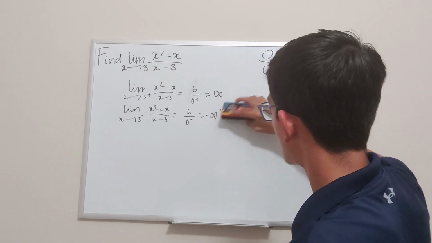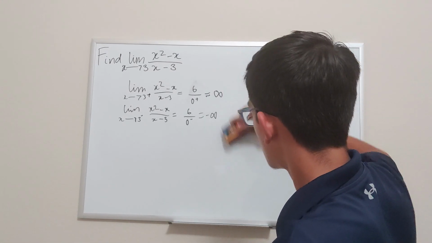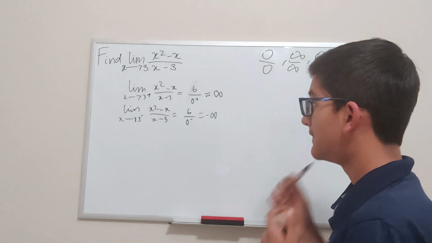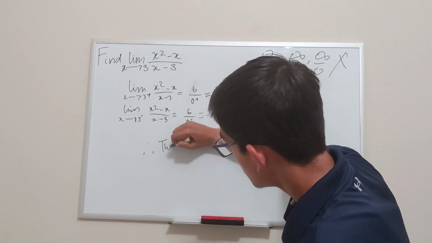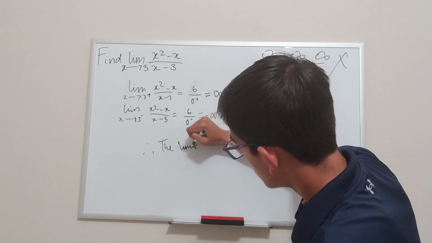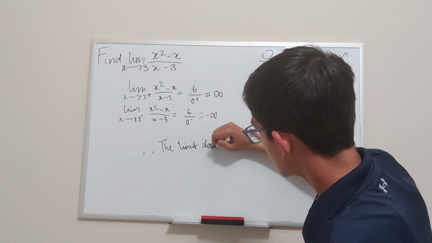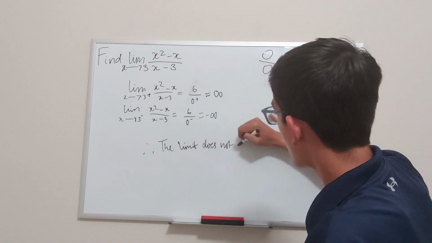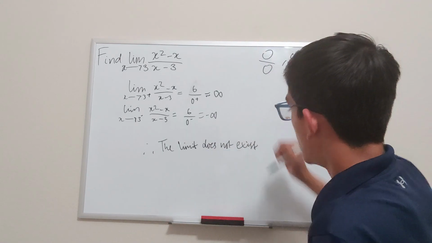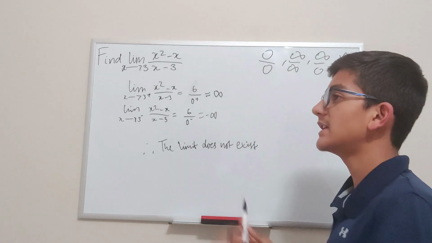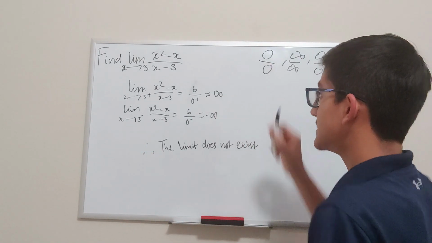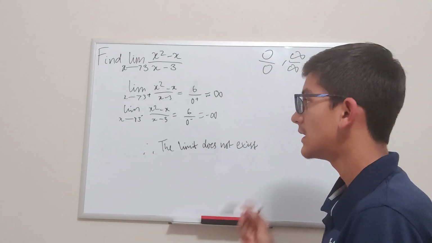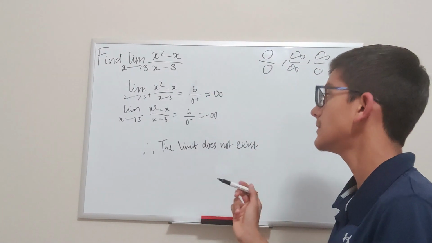So what we're going to do is just write the sentence. The limit does not exist because it is not being evaluated at the left and right side hand limits at the same value, which means that the limit cannot exist. This is just a basic definition of limit.